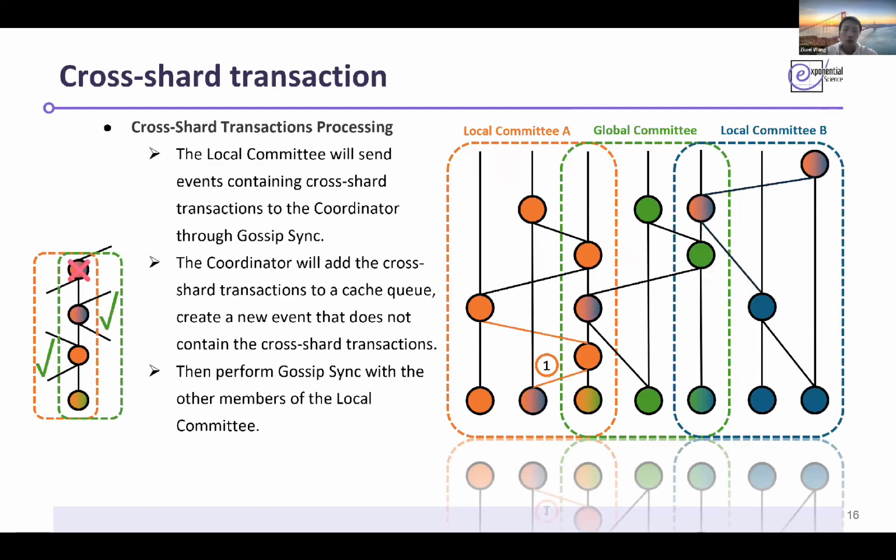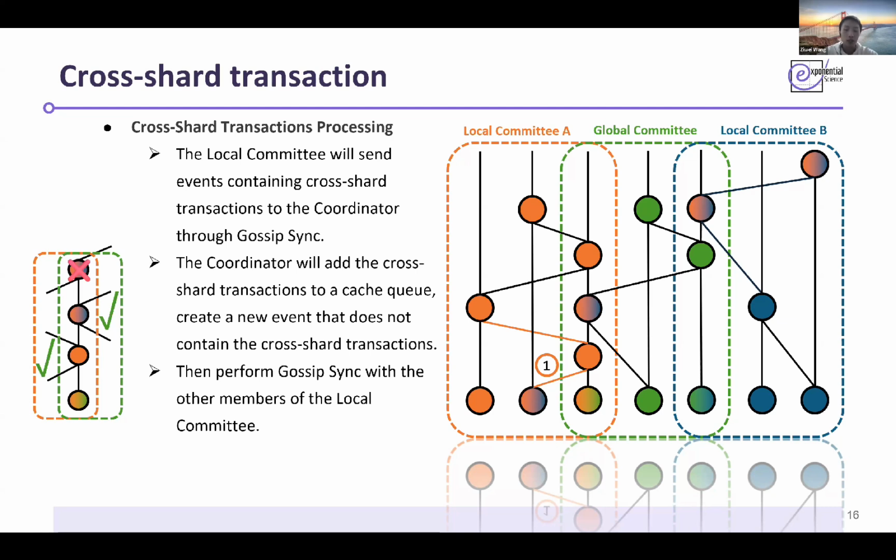Cross-shard transactions are a bit more complex. For example, local committee A will include events related to cross-shard transactions with local committee B. These events will be sent to the coordinator of local committee A through gossip sync. The coordinator then adds these cross-shard transactions to a queue and creates a new event that does not contain the cross-shard transactions. The coordinator will then gossip sync the event with the other members of local committee A.